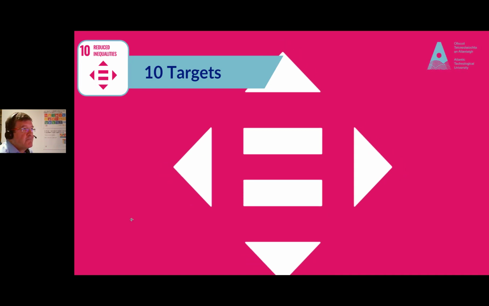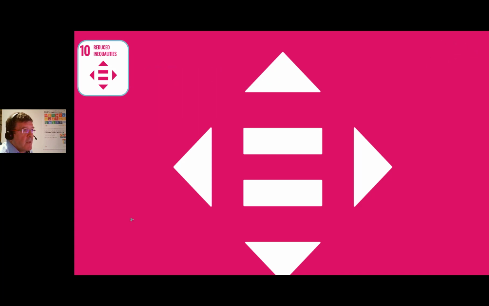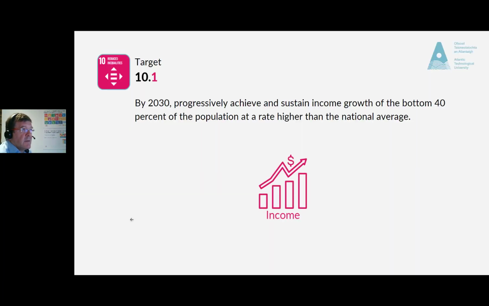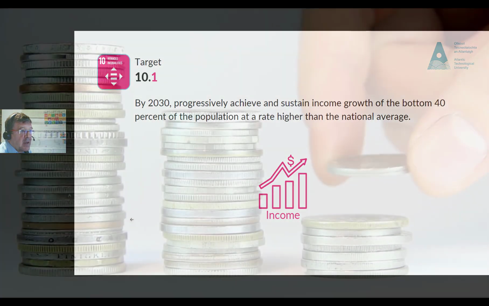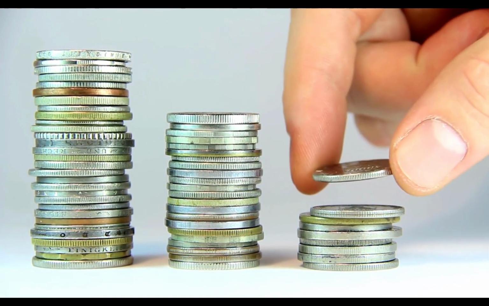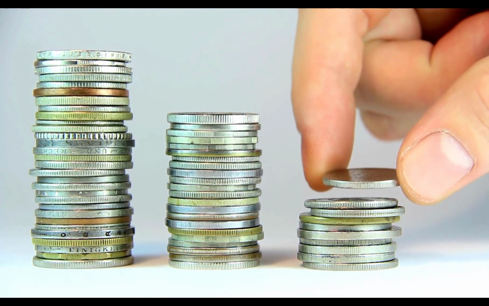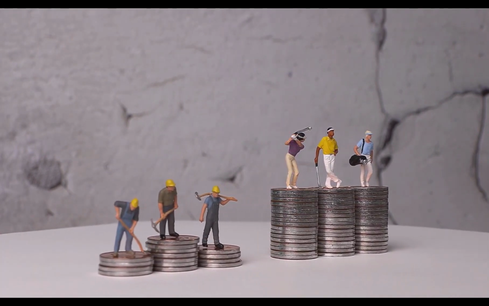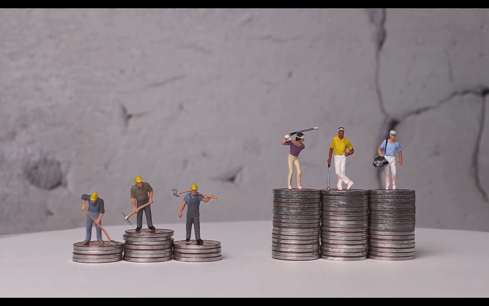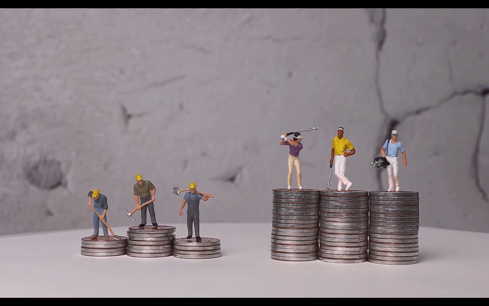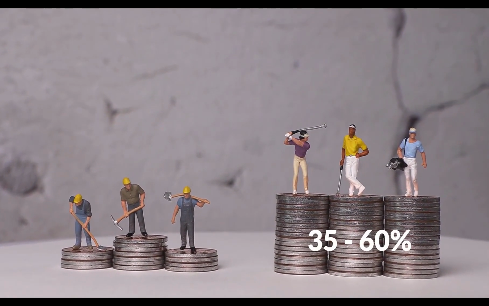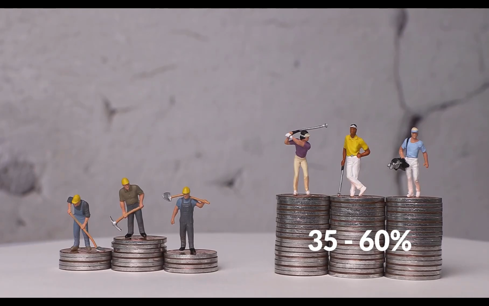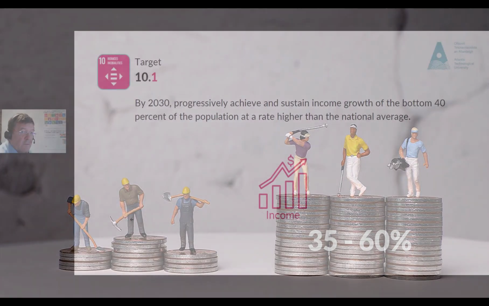So there are 10 targets in SDG 10. The first one, SDG target 10.1: by 2030, progressively achieve and sustain income growth of the bottom 40% of the population at a rate higher than the national average. Again, this is trying to bias towards the people who are more disadvantaged. You may have heard this before, but the richest 10% of the population possess half of the global income. Across all world regions, the top 10% income share is between 35 and 60%, and in some sub-Saharan countries it's even higher than this. What do you think about that gap?